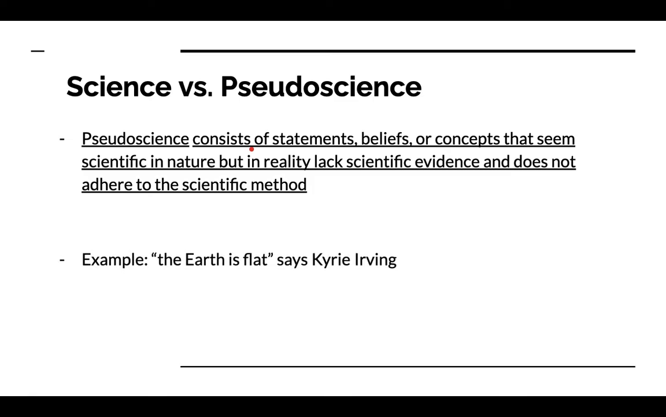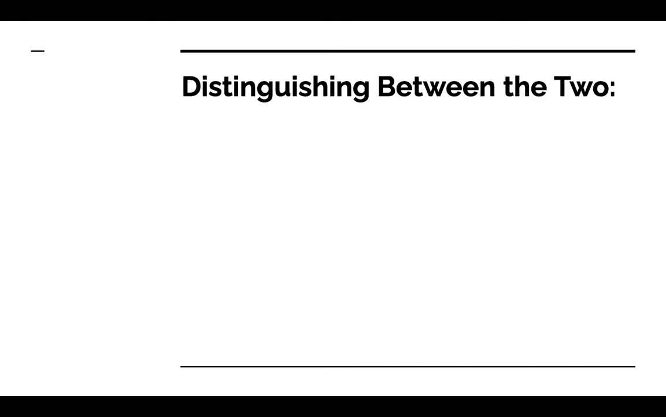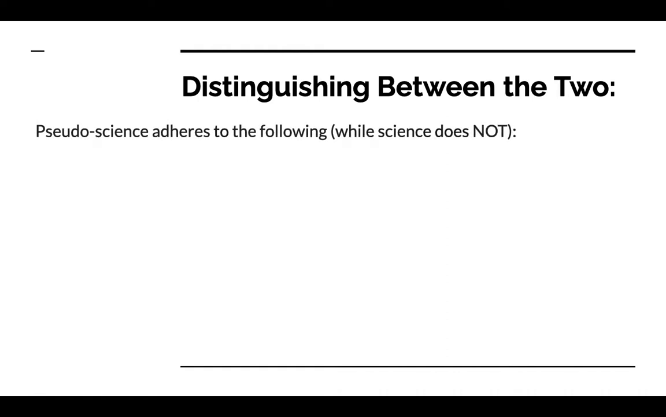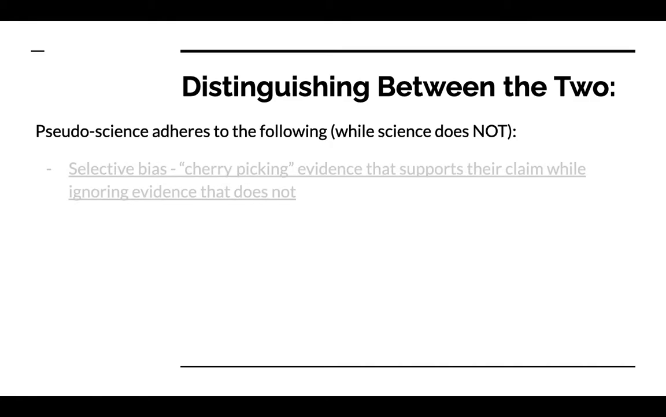So an example of pseudoscience that still persists today is the flat earth movement, such as the view espoused by Kyrie Irving that the earth is flat. So distinguishing between the two, how do we distinguish between fact and fiction? What is the real deal, the real McCoy, and what is trying to pass itself off as actual science? So pseudoscience adheres to the following while science does not.